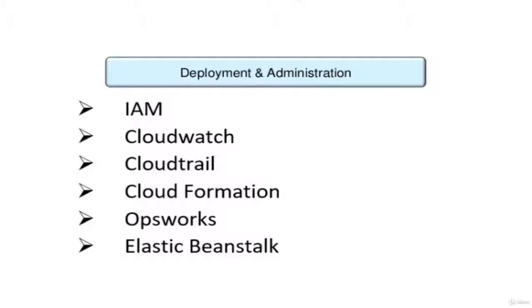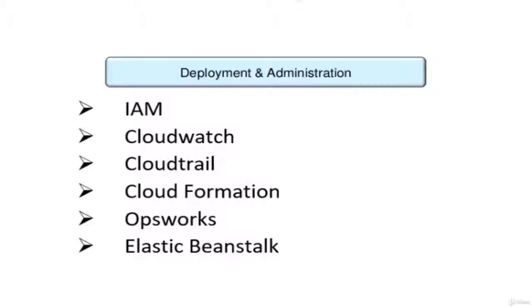Now the next component of deployment and administration is OpsWorks. AWS OpsWorks is a configuration management service that uses Chef, an automation platform that treats server configurations as code. OpsWorks uses Chef to automate how servers are configured. It also automates deployment and management across your Amazon Elastic Compute Cloud instances or on-premise compute environments. OpsWorks has two offerings, AWS OpsWorks for Chef Automate and AWS OpsWorks Stacks. OpsWorks can be used in scenarios where you have to configure and deploy server configurations for a huge number of servers.